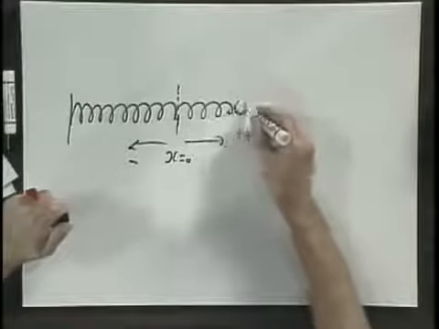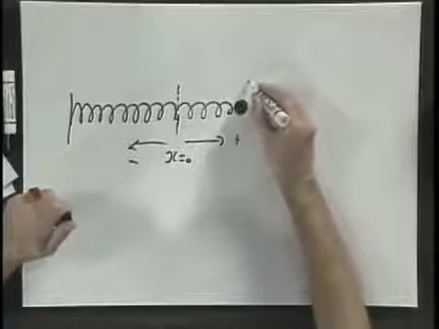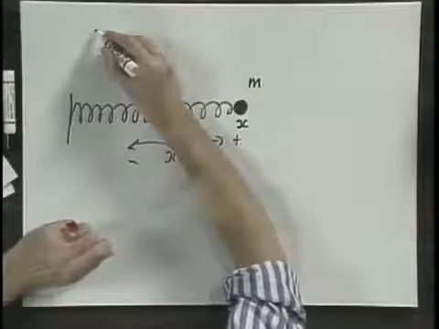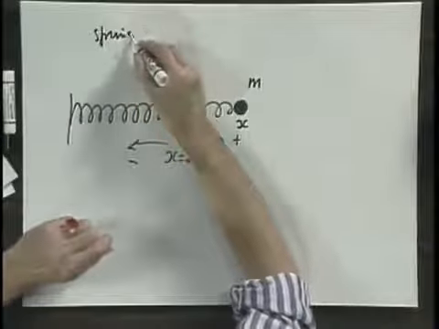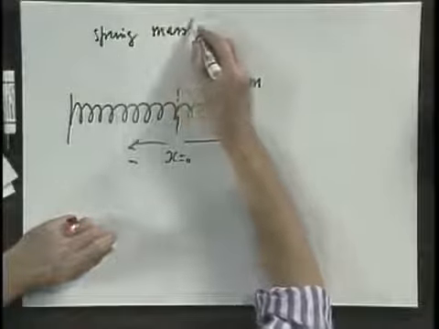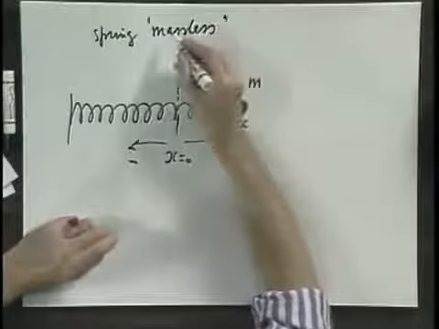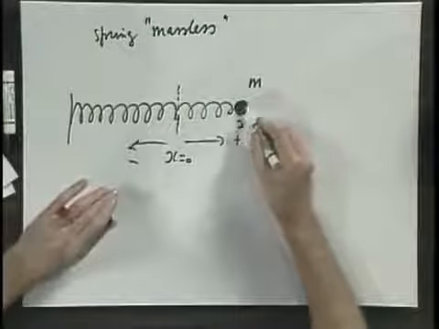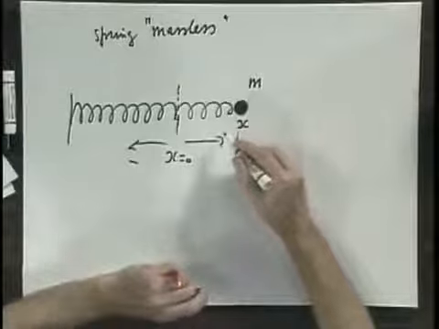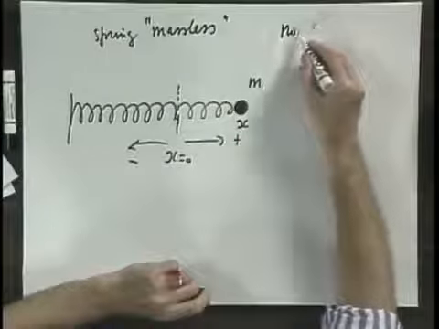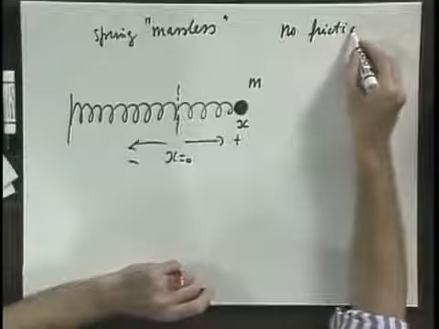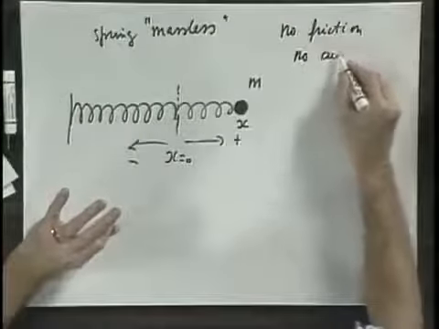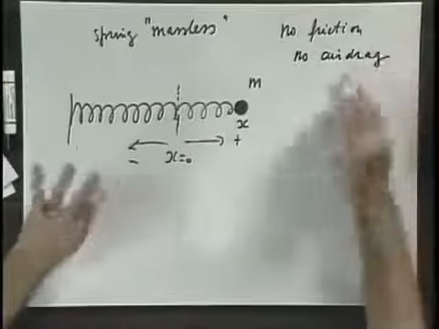And I extend the spring with an object of mass m here. And this position equals x. The spring, in my approximation, is massless. There are no massless springs, but what it means is that the mass of the spring can be neglected compared to the mass of this object. Also, there is no friction of any kind. This could be on a horizontal frictionless table, and there is no air drag. It's an idealized situation.